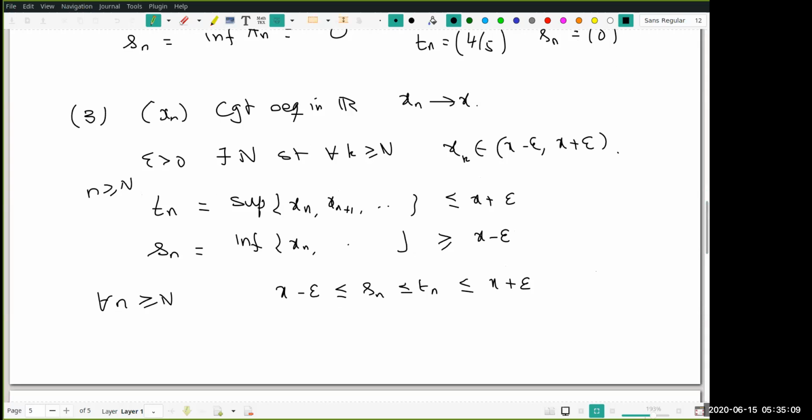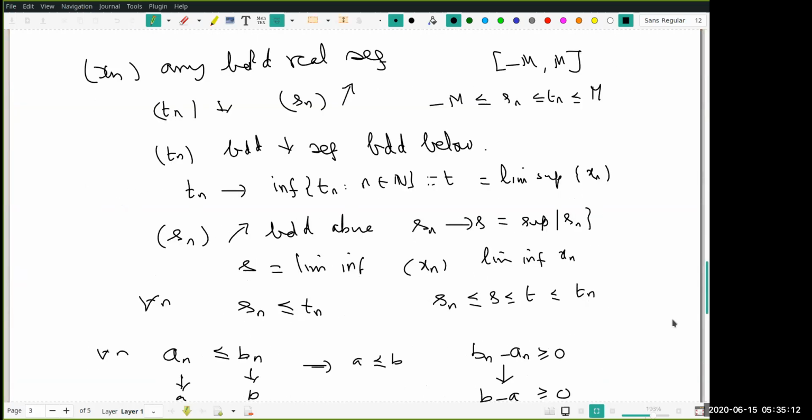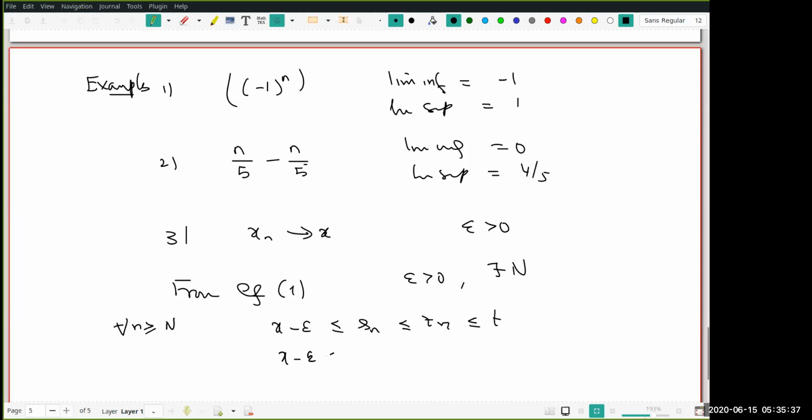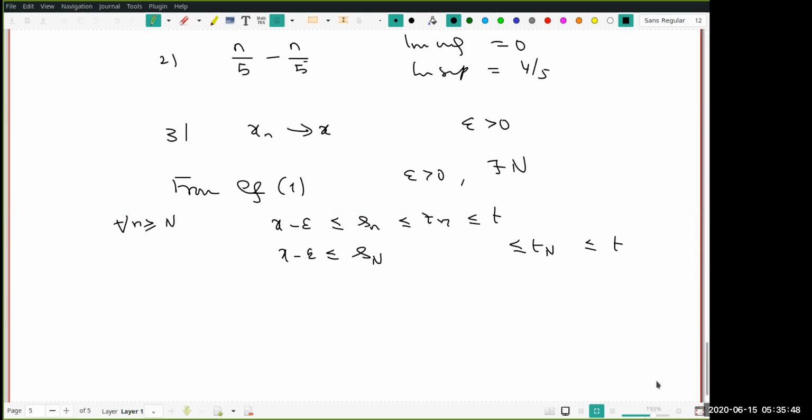Call it 1. So from equation 1, what do we get? Given epsilon positive, there is an N such that x minus epsilon is less than or equal to Sn, which is less than or equal to Tn, which is less than or equal to x plus epsilon, for every n greater than or equal to N. In particular, x minus epsilon is less than or equal to Sn, and that is less than or equal to Tn. Are you intrigued why I have given so much gap? You'll see in a minute.